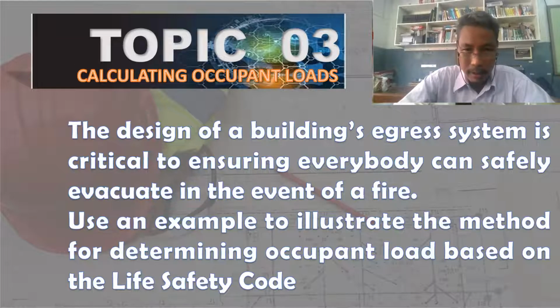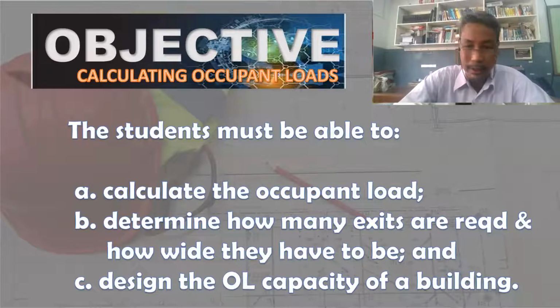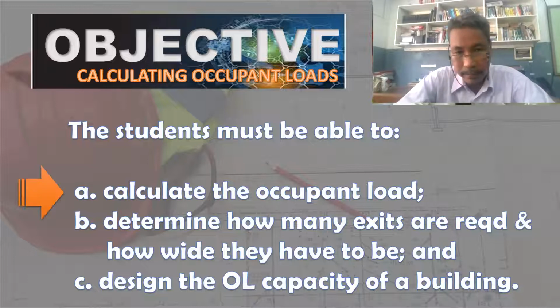In this topic, calculating occupant loads, the design of the building's egress system is critical to ensuring everybody can safely evacuate in the event of fire. We will use an example to illustrate this method for determining occupant load based on the life safety code. And at the end of this discussion, the student must be able to: A, calculate the occupant load; B, determine how many exits are required and how wide they have to be; and lastly, C, design the occupant load capacity of a building. So we'll start with letter A.